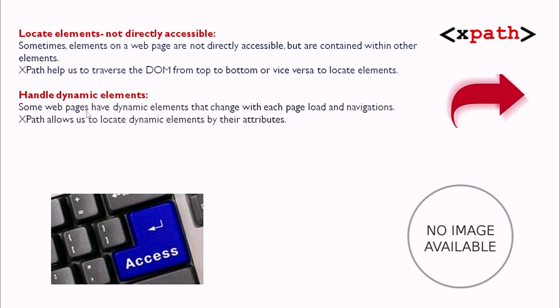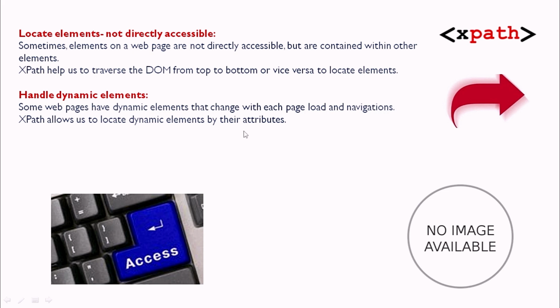We know the web elements are very dynamic on the web pages, and handling such types of web elements is very tricky. Some web pages have dynamic elements that change with each page load and navigation. So when we are loading the page, and when we navigate from one location to another, in such situations we can deal with them using XPath locators. XPath allows us to locate dynamic elements by their attributes.